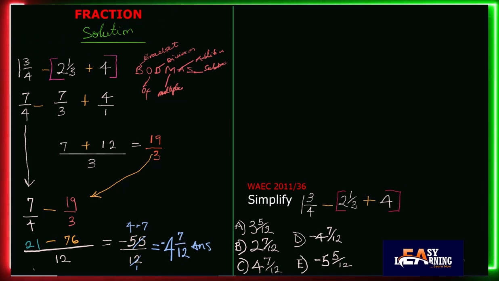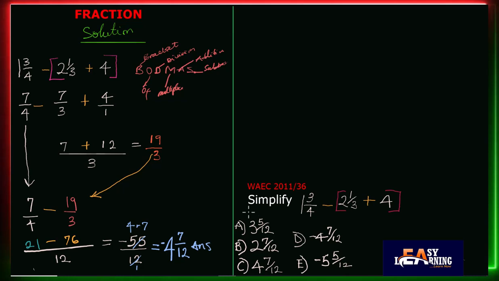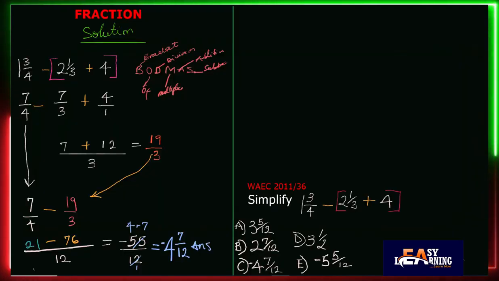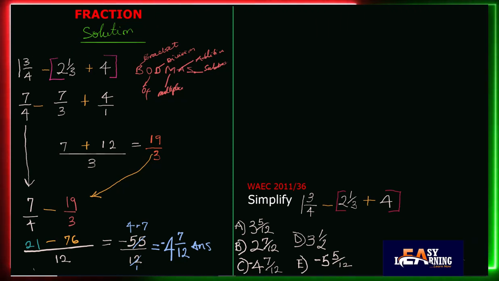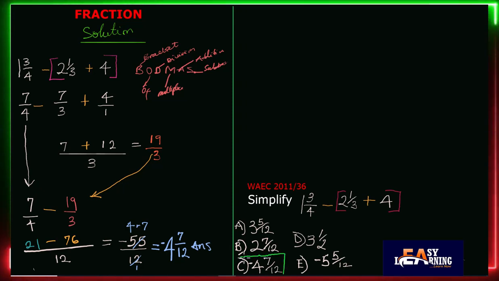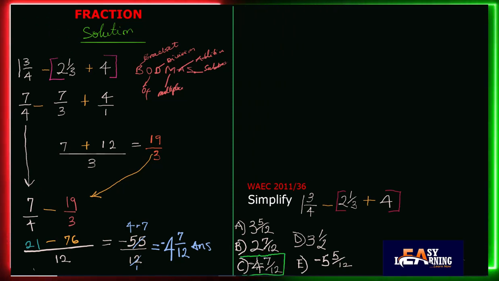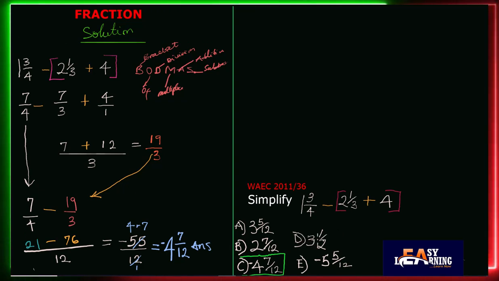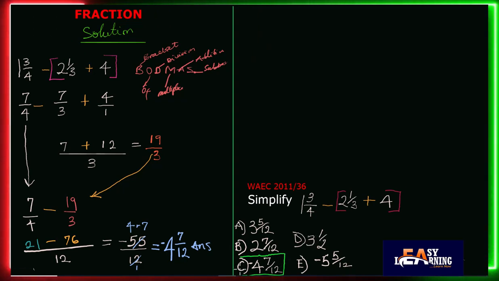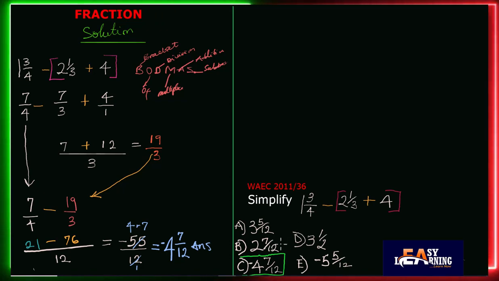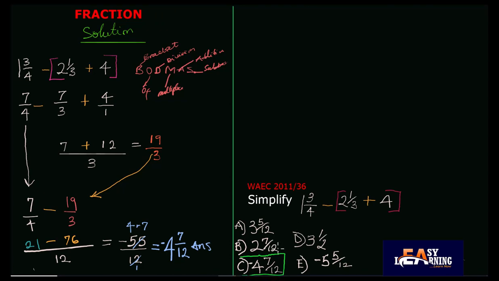All right, so let's check from our options. Do we have it? Our correct option is option C. Option C is the correct answer. So the correct answer in that year's question was option C, minus 4 whole number 7 over 12. All right, so we move to the next example.